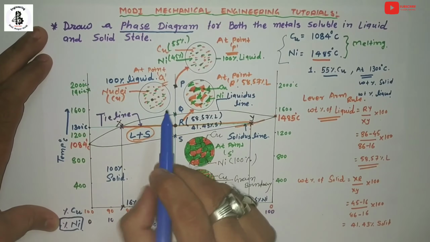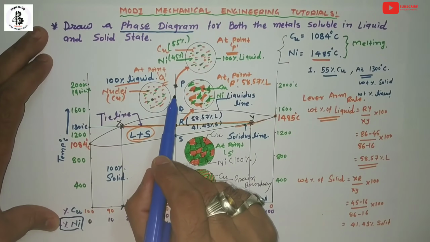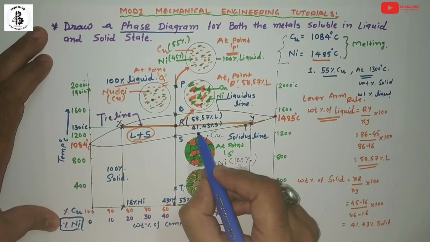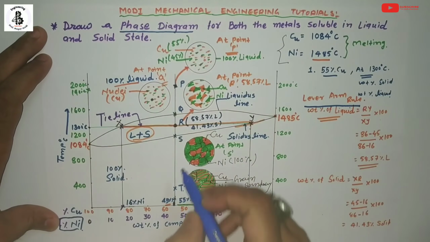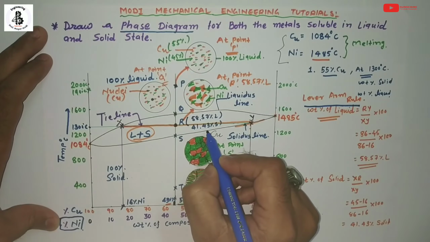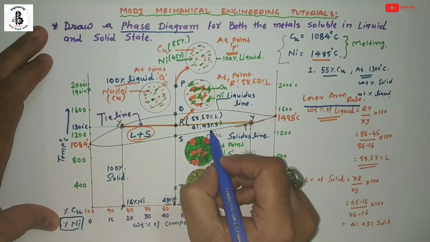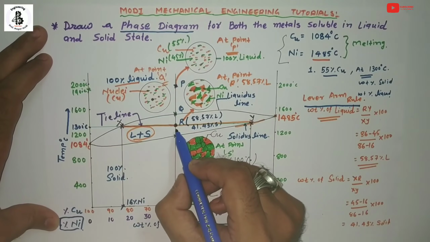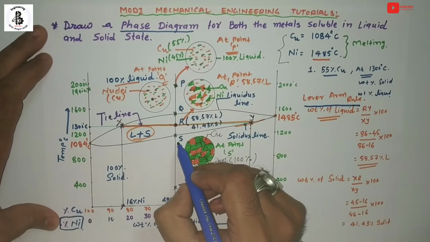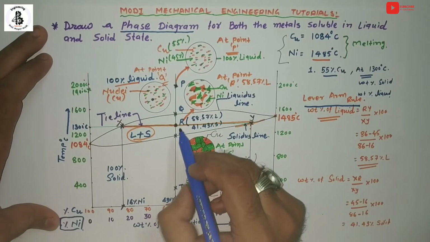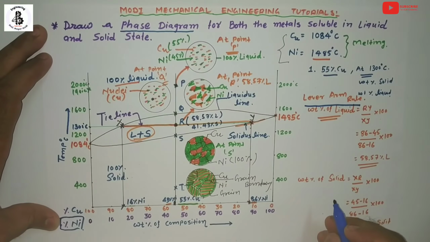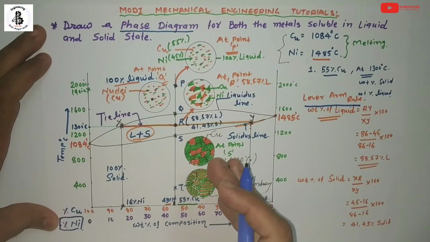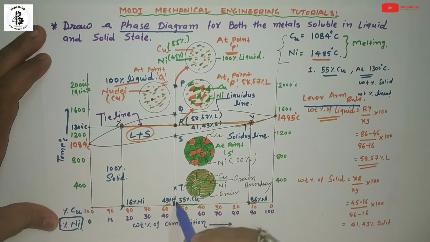So 100% liquid will be converting into solid. So how much percent? That will be identified by the lever arm rule. So here for these conditions, 41.43% solid is already formed at point R. And we already know at point S there is 100% conversion from the liquid to the solid. So this lever arm rule is helpful for finding the weight percentage of the liquid and solid at each and every set of conditions of composition and temperature.